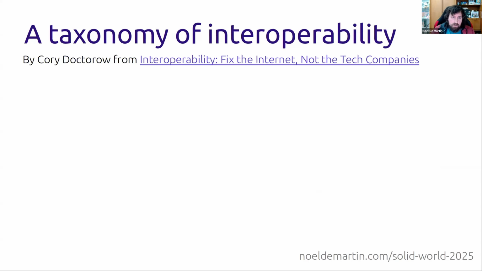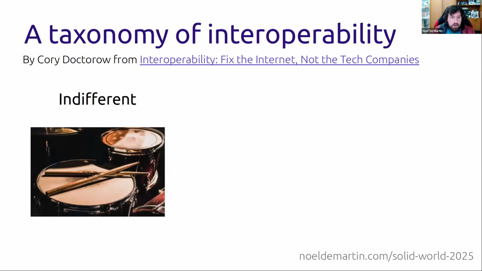And to see an example of this, we can look at a taxonomy that Cory Doctorow defined. For example, he said that the first level of interoperability is indifferent interoperability. This is what we find in the real world. For example, if you have a drum kit and you are going to buy some drumsticks, you don't have to think about what is the brand of your drum and your drumsticks so that they work together. You know that any of them is going to work.